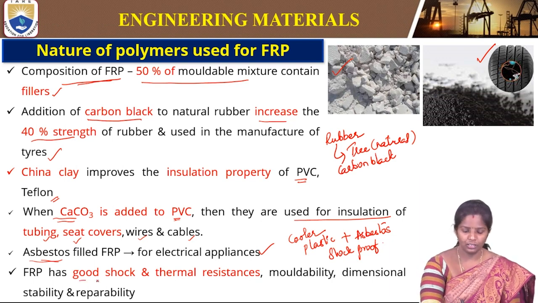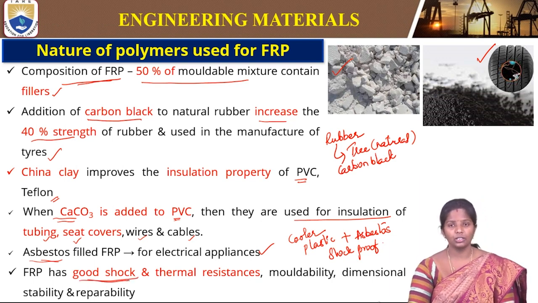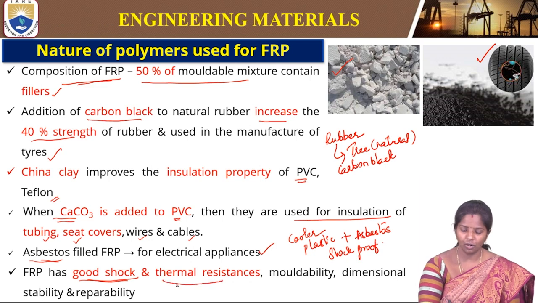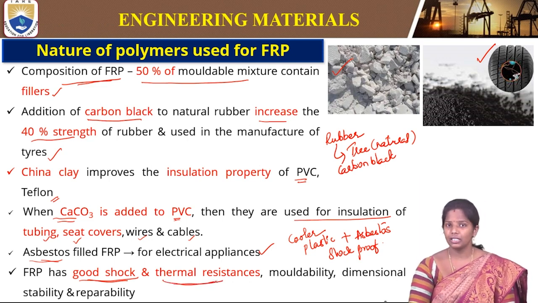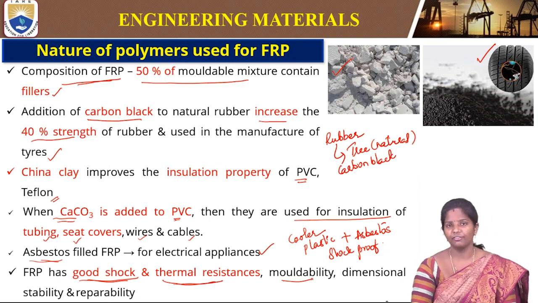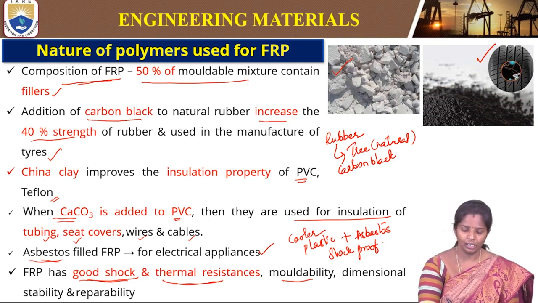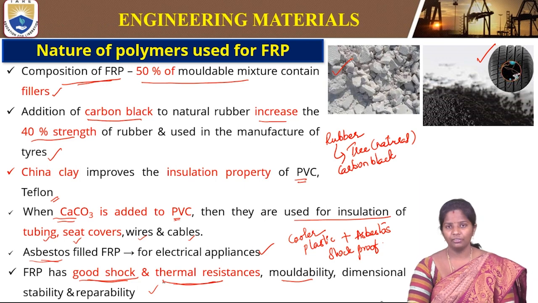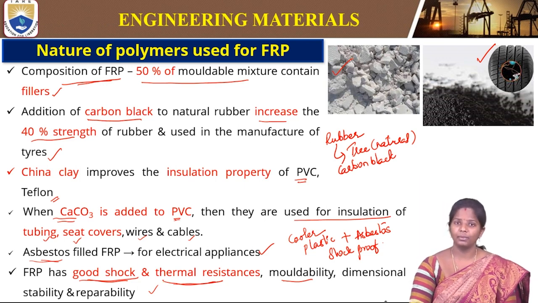Then here is a good example: it has good shock and thermal resistance, or heat resistance, because it doesn't get heated up, and has good moldability, meaning it can be molded in different shapes, and dimensional stability and repairability. If we mold it in a particular shape, the shape will be stable and it can also be repaired easily.